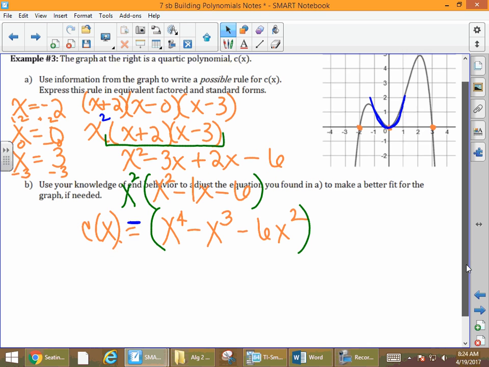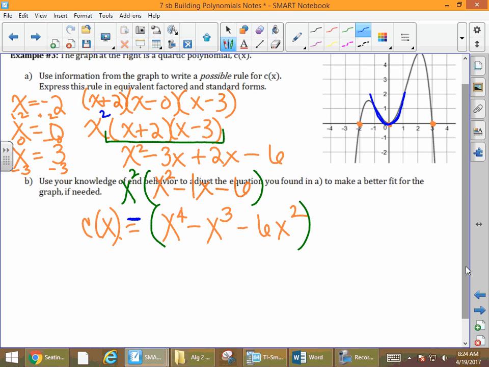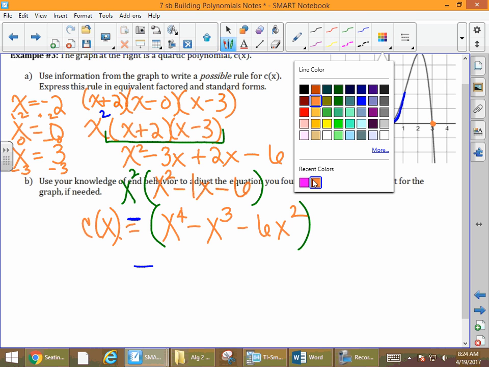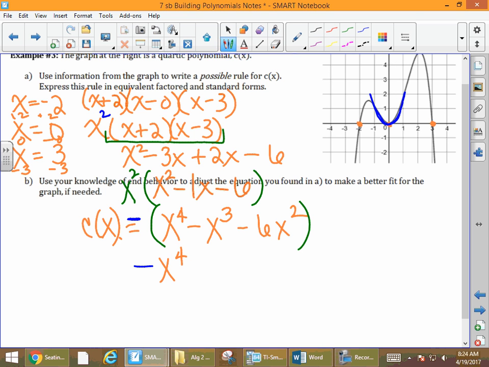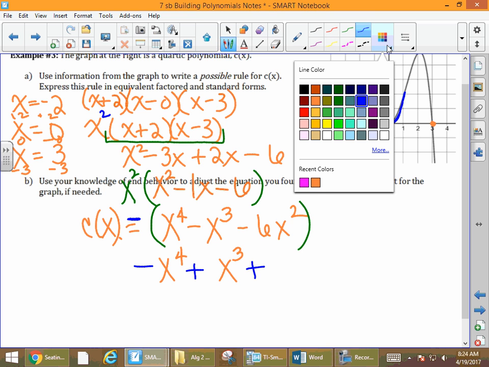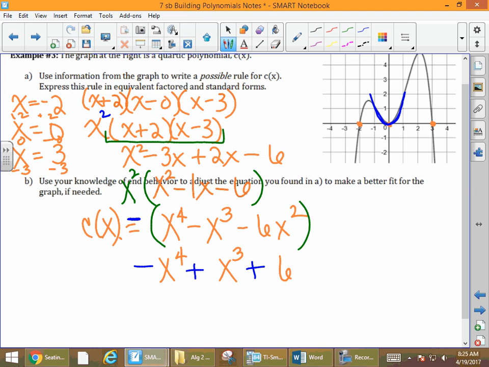So when we finish here, so let's see, to make a better fit, use your knowledge of end behavior to adjust the equation. So when we finish this, we're going to end up with negative x to the 4th. And then we're going to end up with positive x cubed. Negative times negative is positive. And then negative times negative is positive again. 6x squared. So we need to be careful with that end behavior, because that can tell us a lot about our graph.